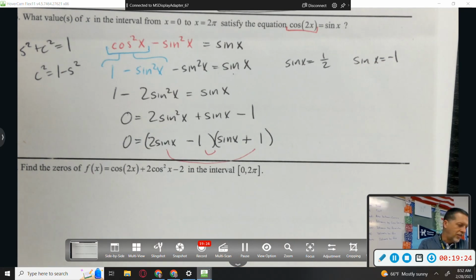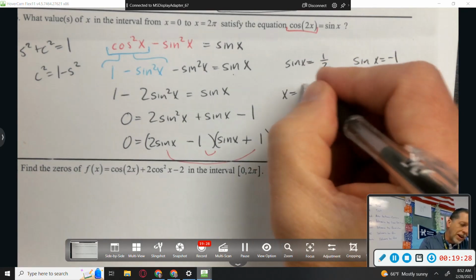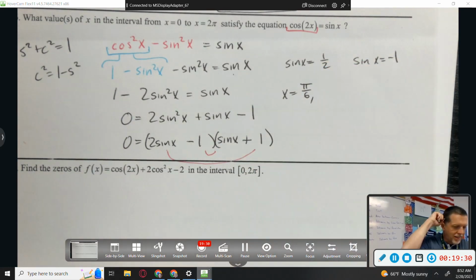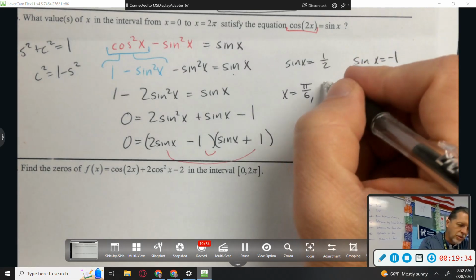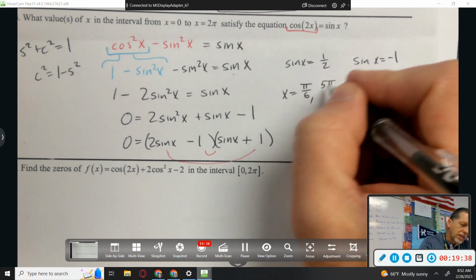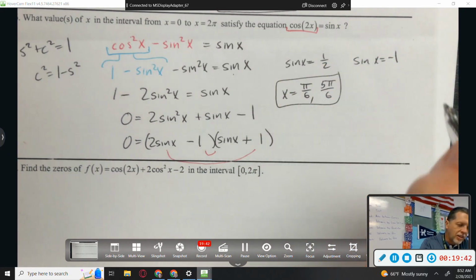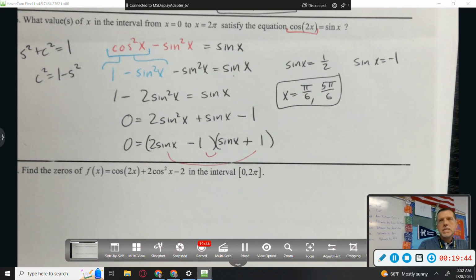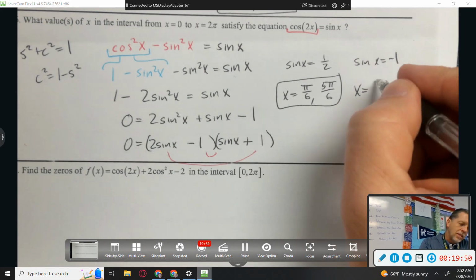And again, this is just unit circle stuff. I'll call my name. We just did the 1/2. I think that was Christian that did that. Pi over 6 and 5 pi over 6. And then sine x equals -1. So that would be the down spot. 3 pi over 2.